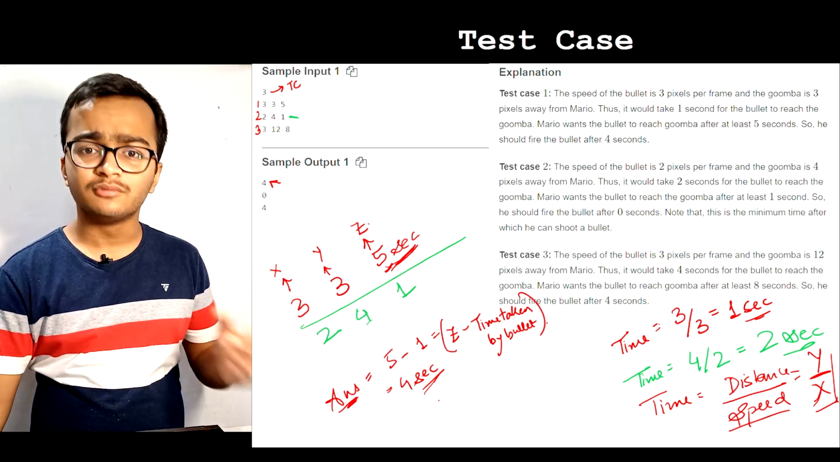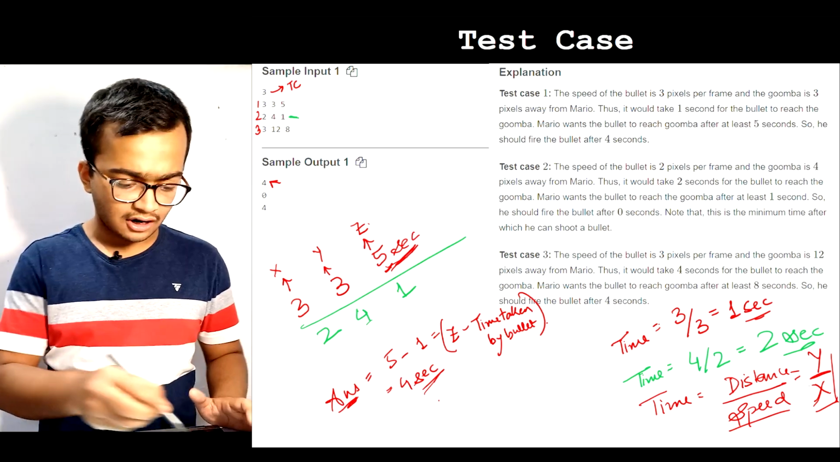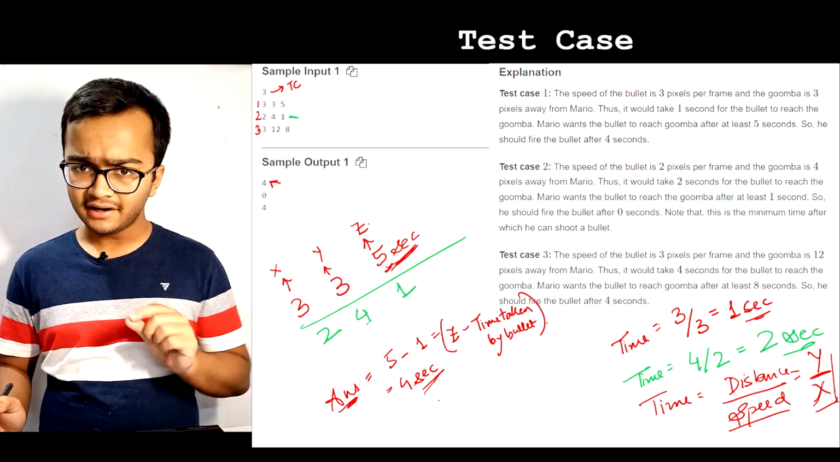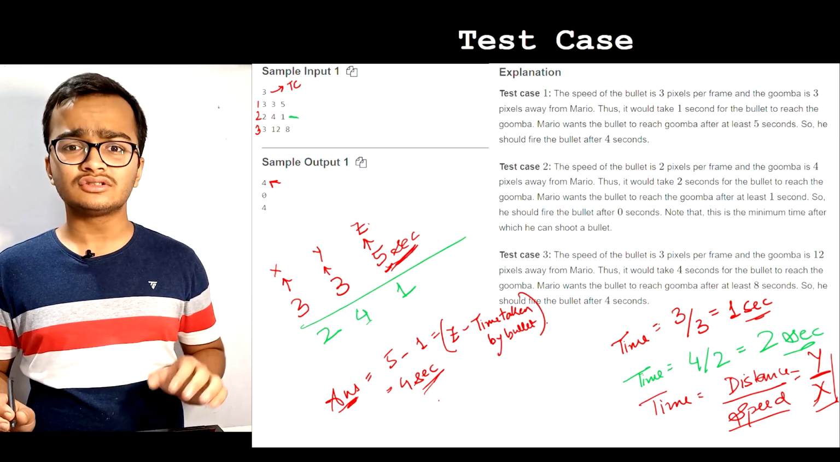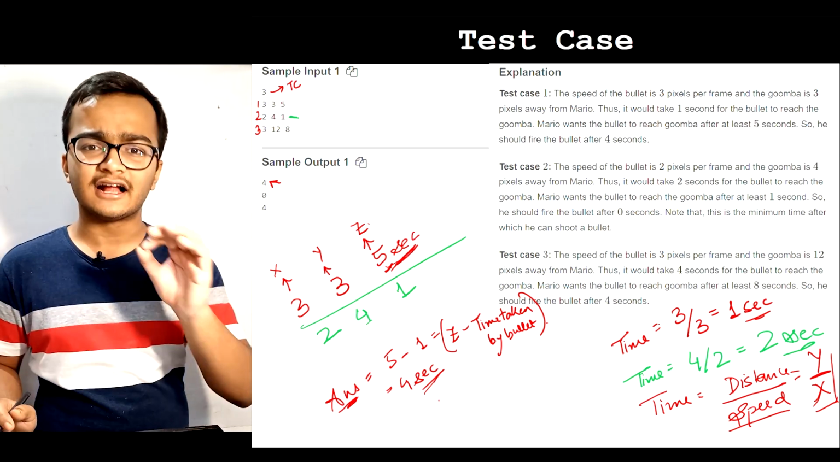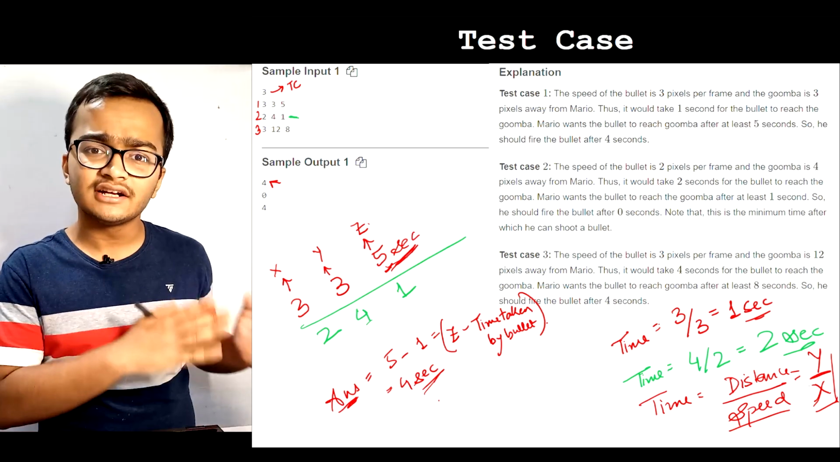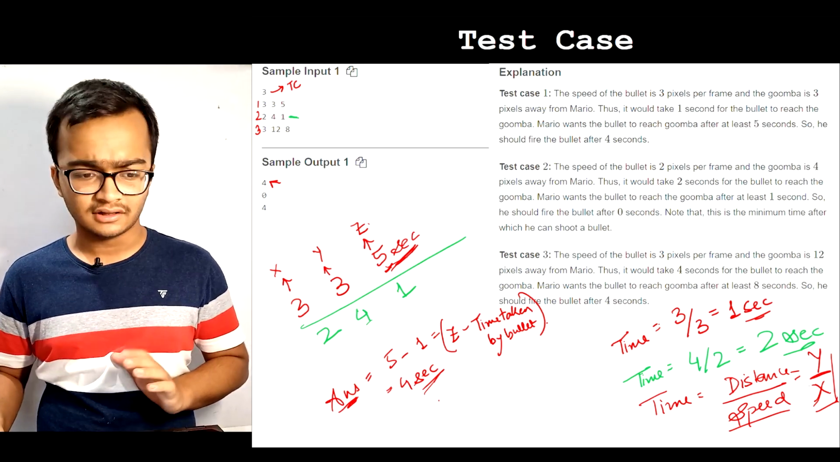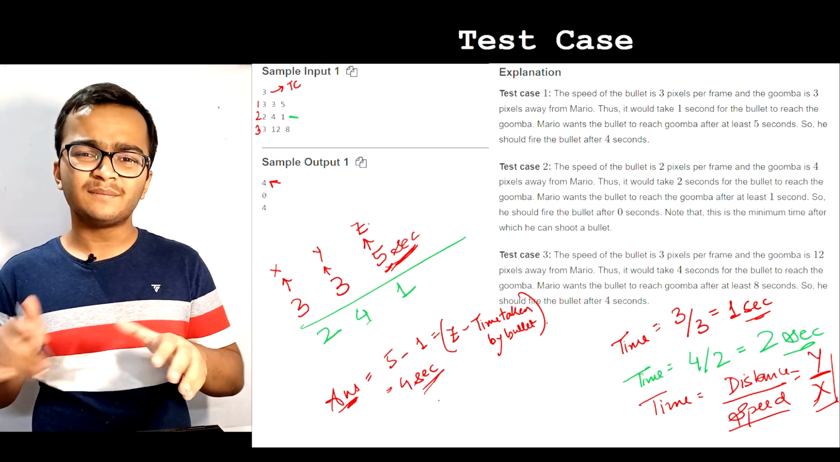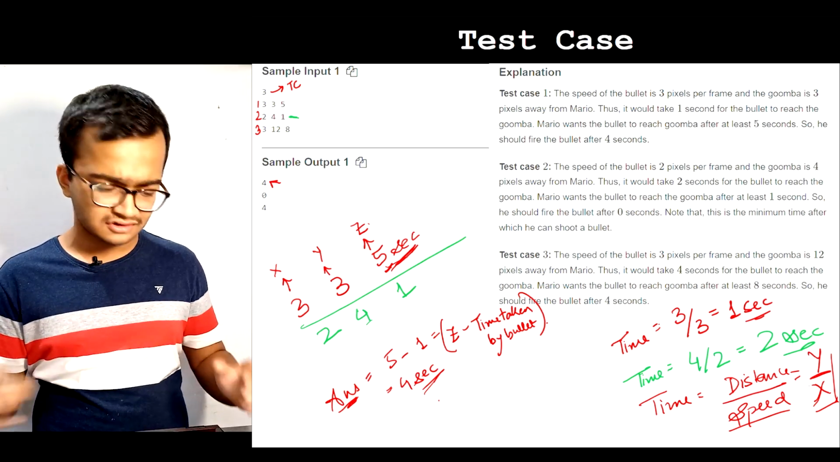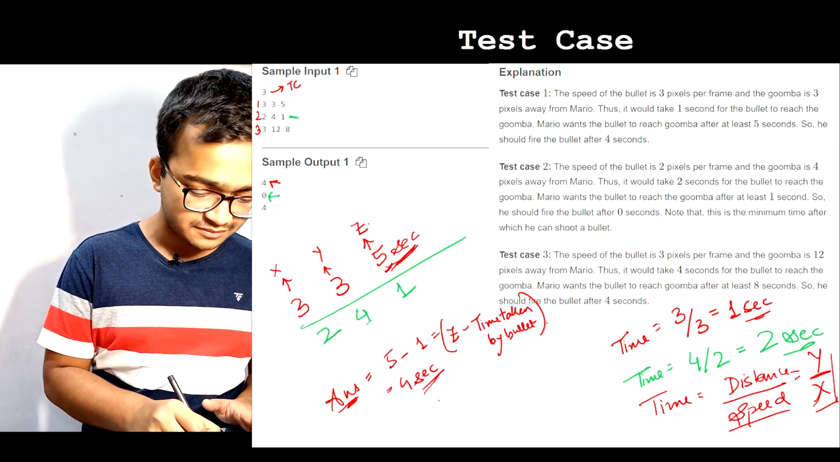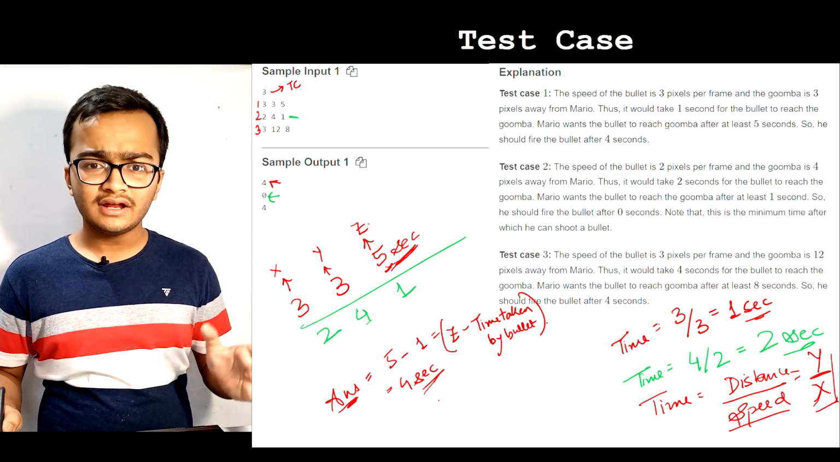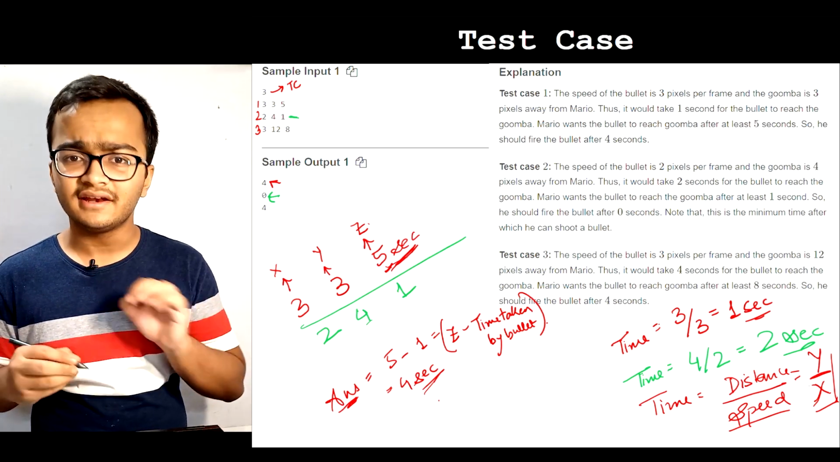Now Mario wants the bullet to hit Goomba after how many seconds? That is 1 second, right? And the bullet takes 2 seconds to cover the distance, but is it actually possible? The bullet is taking 2 seconds, but Mario wants the bullet to hit after 1 second. No, this is not possible. So what will we print? We will print something unusual, which is 0. Why is it unusual? Because the answer is coming in negative.